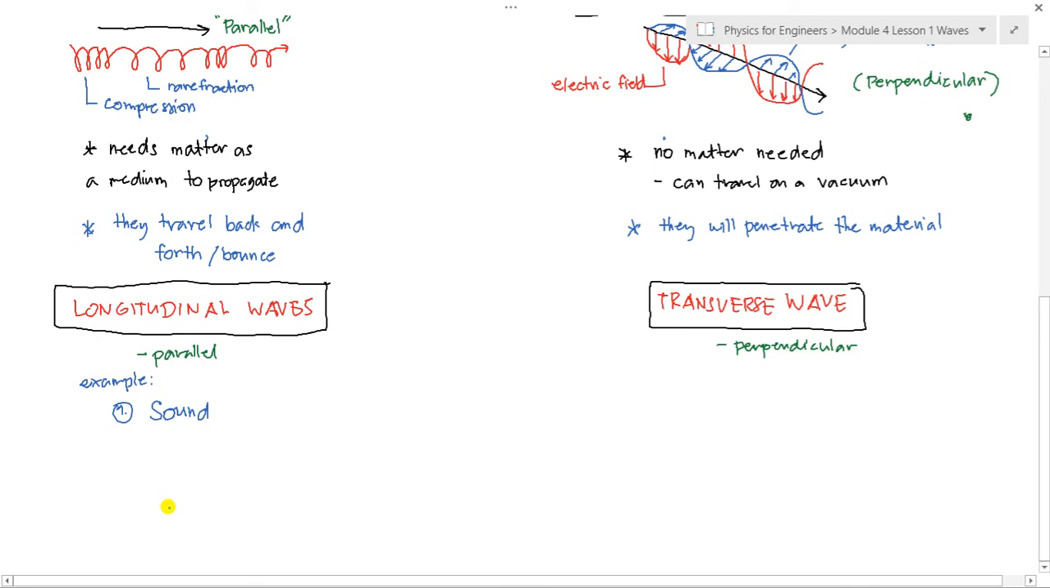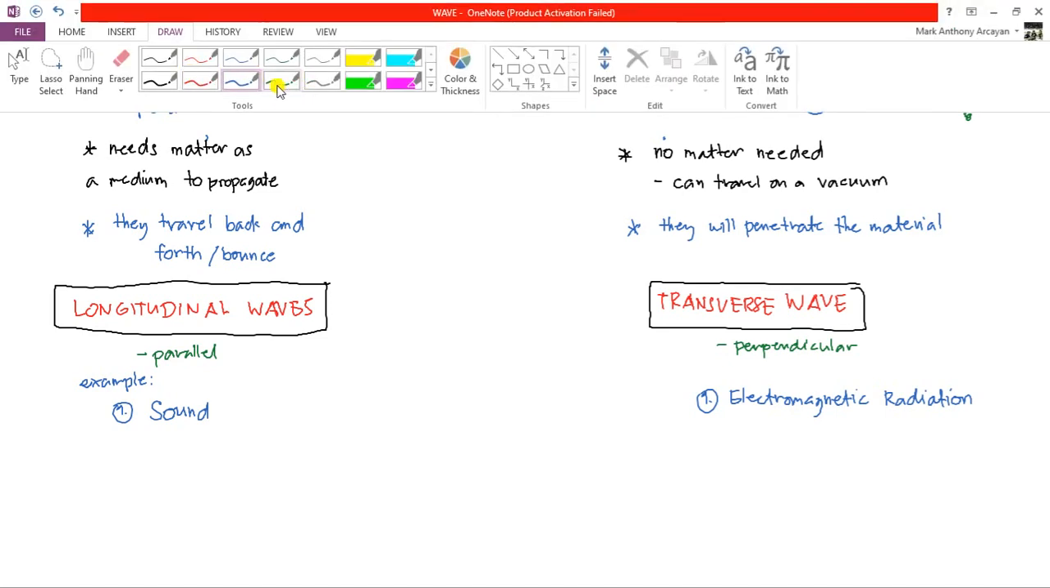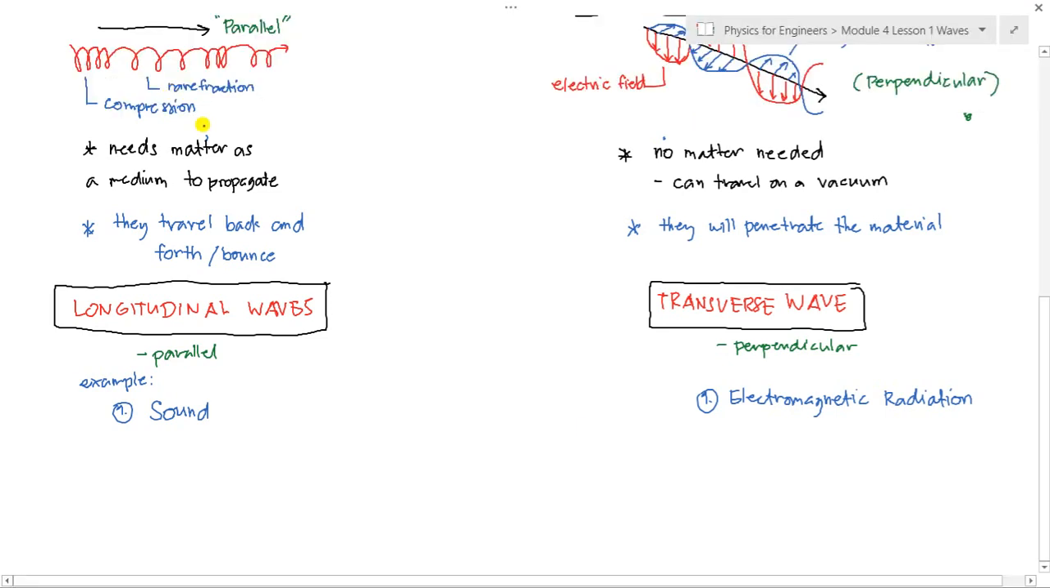And then ang best nga example sa transverse wave are mga electromagnetic radiation, or mga electromagnetic particles. So kani siya ato ni ma-visualize ning mga electromagnetic radiation by the electromagnetic spectrum. So let's say ato i-drawing ang spectrum.